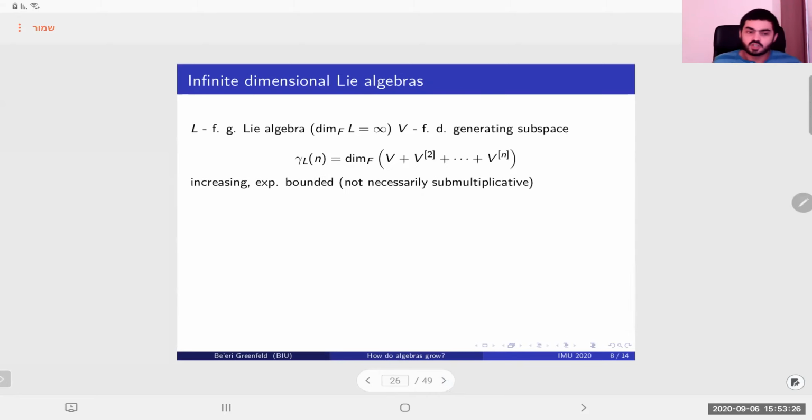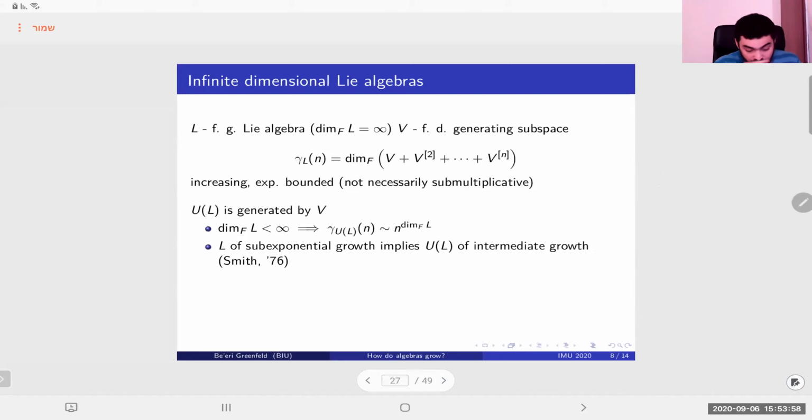I want to proceed to infinite dimensional Lie algebras and tie these things together. In the very same manner that you define growth for finitely generated associative algebras, you can define growth for finitely generated Lie algebras by replacing your generating subspace with a Lie generating subspace, and considering, instead of the dimension sequence of powers, just the Lie bracket powers of your generating subspace. Again, this function is increasing, it is exponentially bounded, and it turns out that there's a tight connection between the growth of the original Lie algebra and the growth of its universal enveloping algebra.